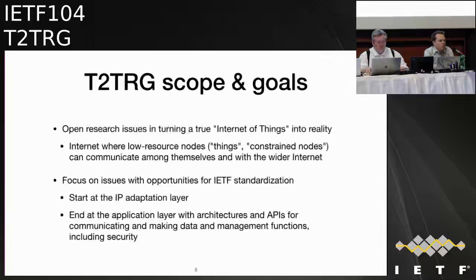The usual, what are we doing in Thing-to-Thing Research Group? What is our scope and goals? We are looking into these open research issues, how we can really turn the IoT that we are working on into reality. We are focusing here on things where there are opportunities for IETF standardization, basically starting with the IP layer, going all the way up to the application layer and APIs.